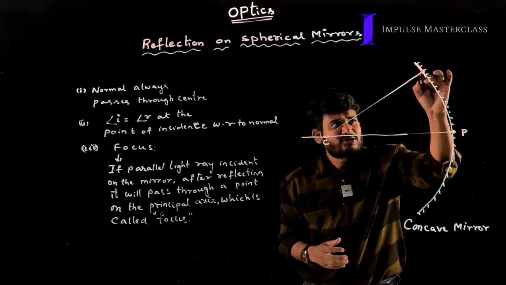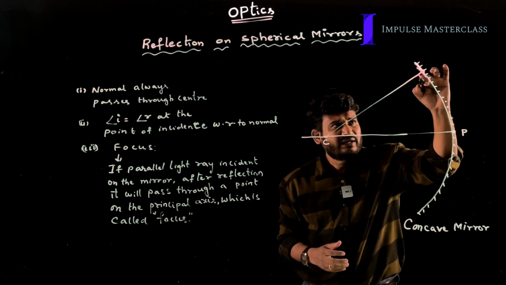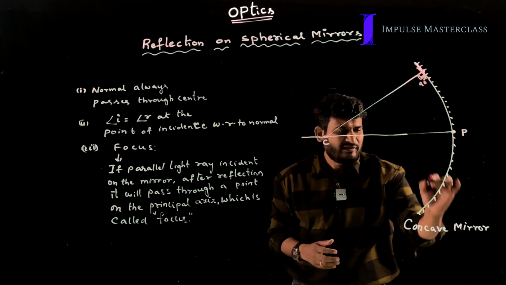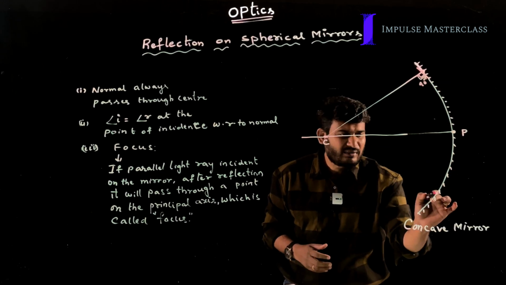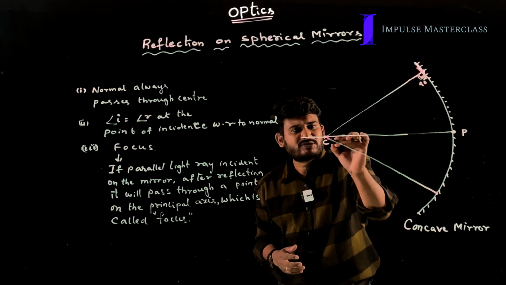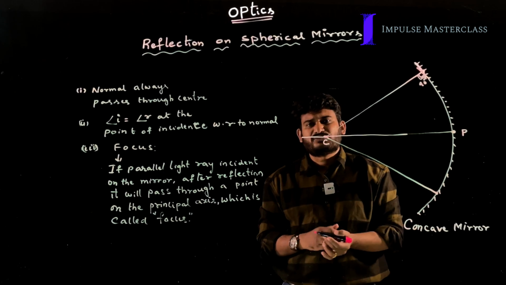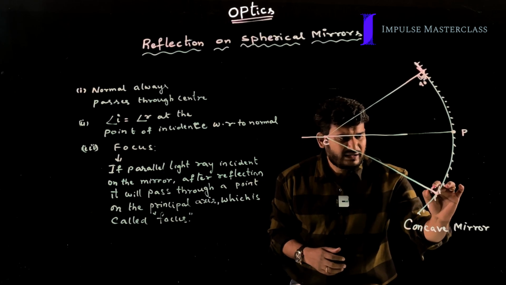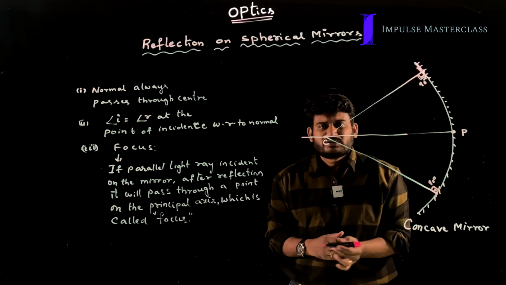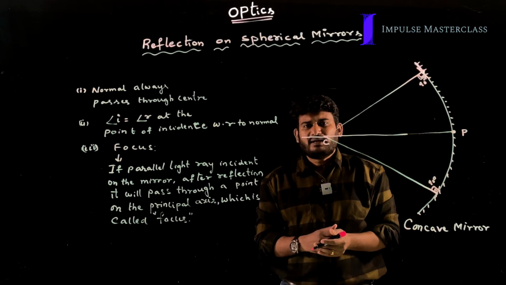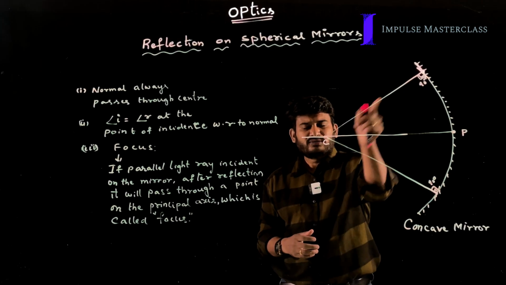I mean, at this point, if you make a tangent, here it is 90 degrees. Similarly, if you take another point here and draw the normal from that point on the spherical mirror, if it is passing through the center, this is called the normal, students. If you draw a tangent, here it makes 90 degrees only. So any point you take on a spherical mirror, the normal always passes through the center.